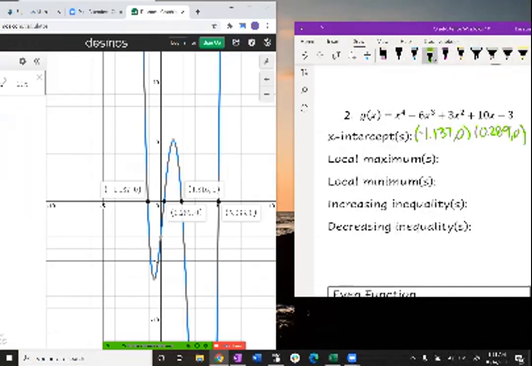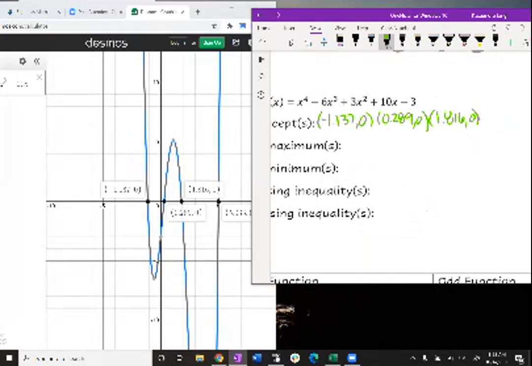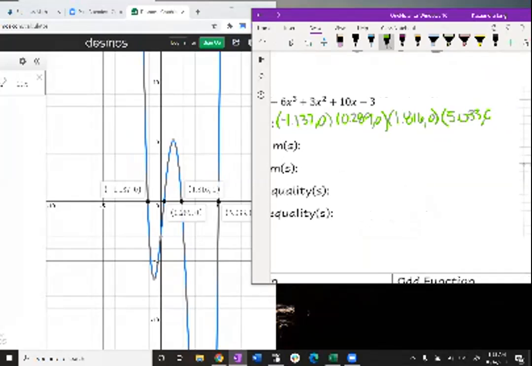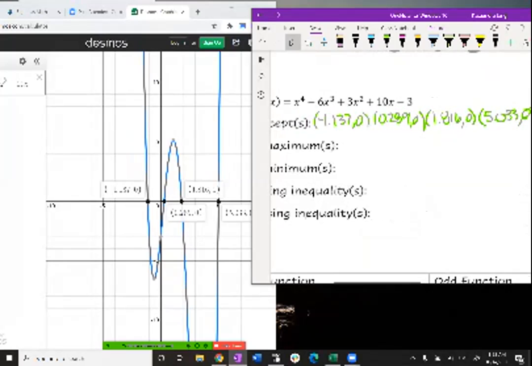Now pay attention to what Big Ideas wants you to round to. So Desmos itself has rounded to 3 decimals on each of these, right? Okay, so pay attention if they want you to round to the nearest 10th, 100th, 1000th, whatever. Pay attention to those kind of instructions. And then my last one here was 5.0330. Okay, so I got all 4 of my x-intercepts. Goodness gracious.